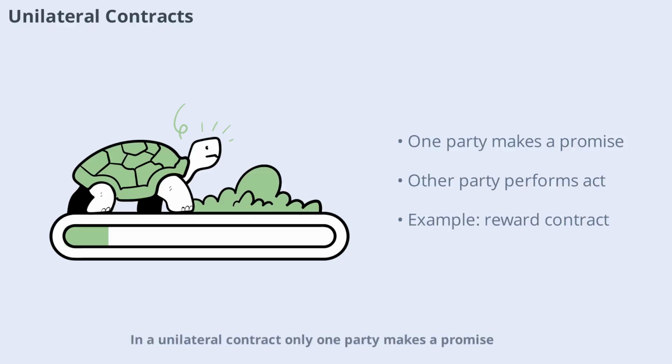In a unilateral contract, only one party makes a promise and the other party accepts by performing a specific act. A common example is a reward contract. If you offer a reward for finding your lost pet, you're only obligated to pay if someone finds and returns your pet. These contracts are less common but still important in certain situations.